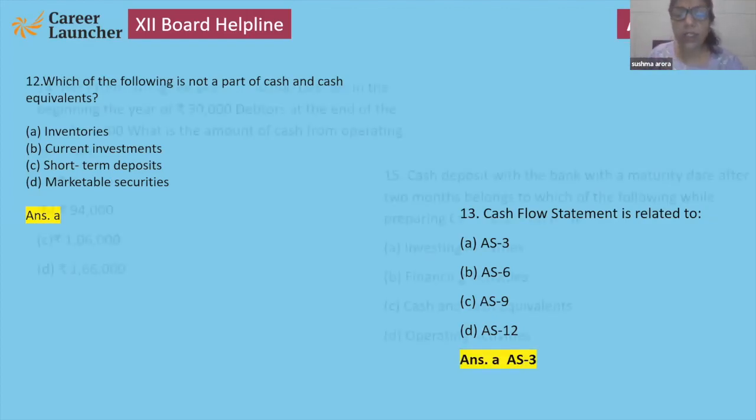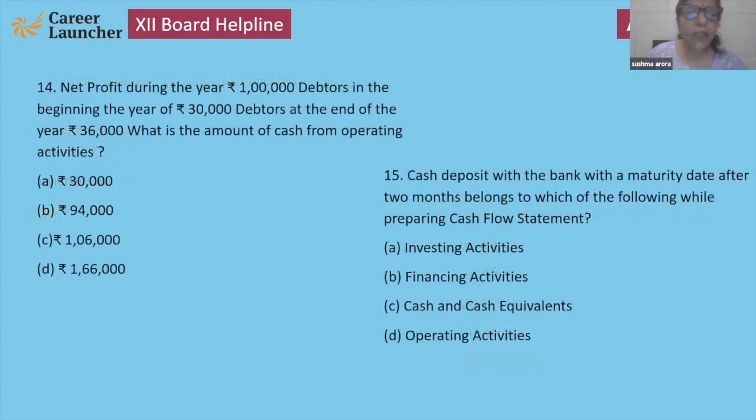Okay. Next. Net profit during the year is 1 lakh. Debtors in the beginning 30,000. Debtors at the end 36,000. What is the amount of cash from operating activities? Yes, children. Answer.